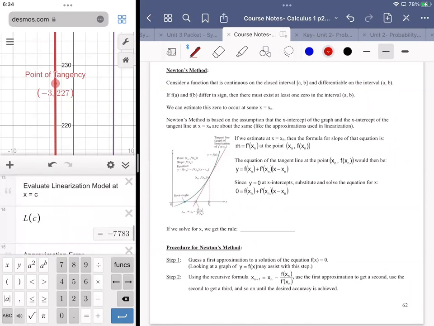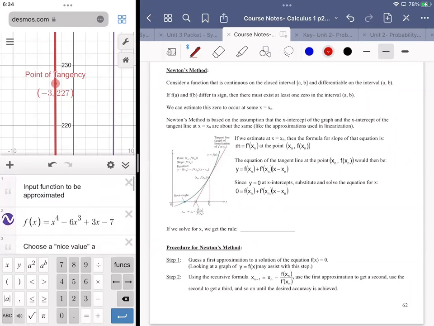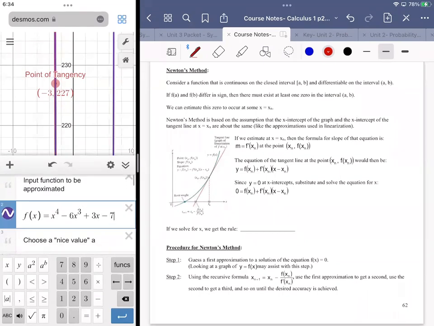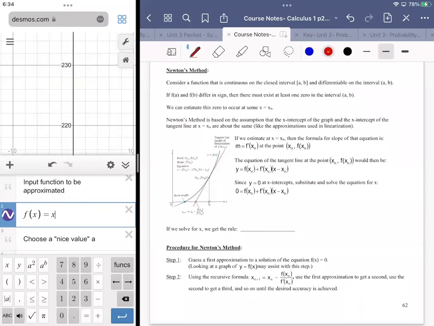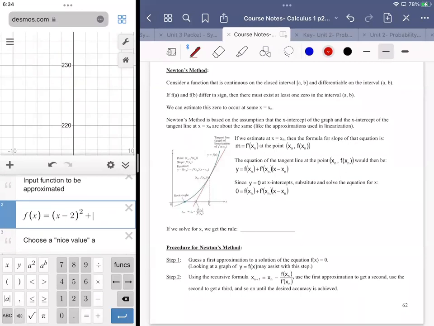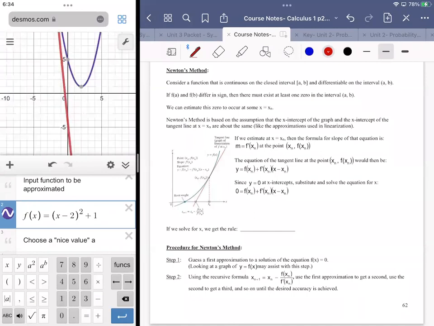I'll leave the approximation error. All right. So let's say you just have a simple function, y equals x, I'll say x minus 2 squared plus 1. Minus 1, actually. It needs to have a root.